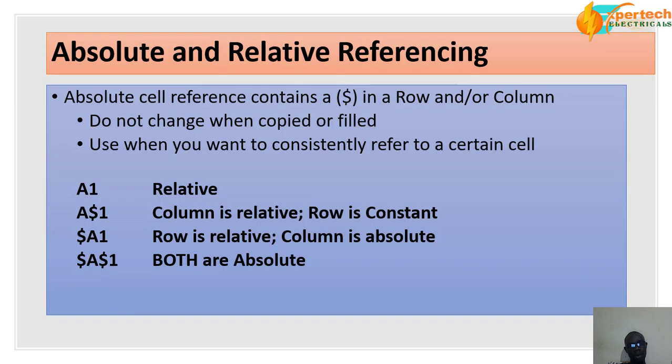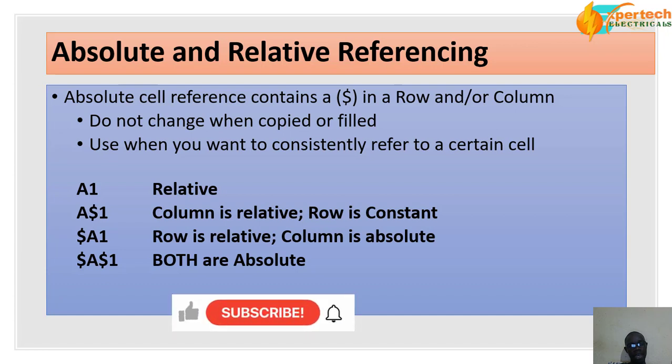Let us now look at absolute and relative referencing. An absolute cell reference contains a dollar symbol in a row and a column. It does not change when copied or filled. It's used when you want to consistently refer to a certain cell. That's cool, guys. If you can see, A1 is relative, then that number one column is relative, row is a constant.